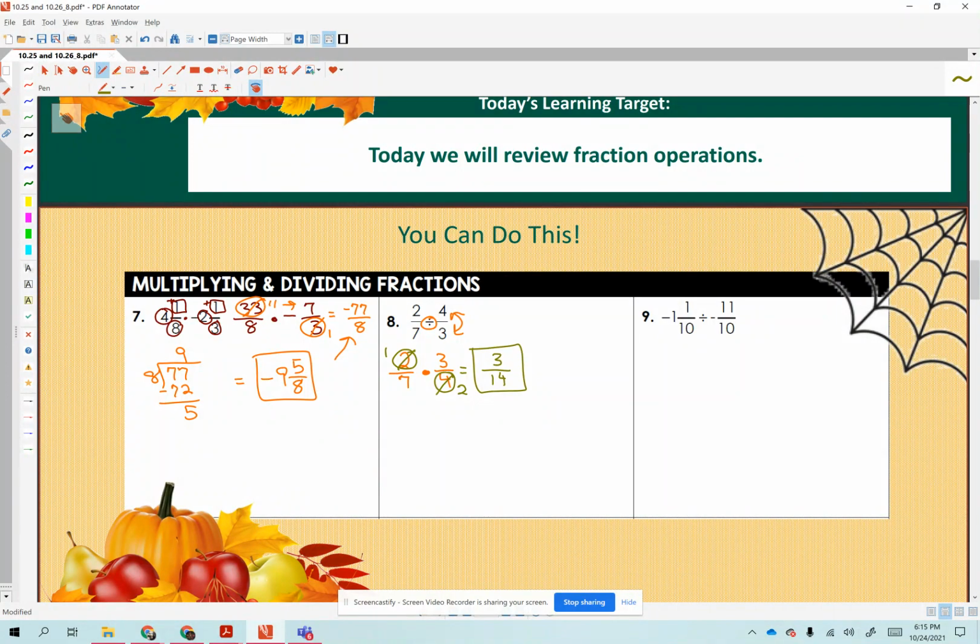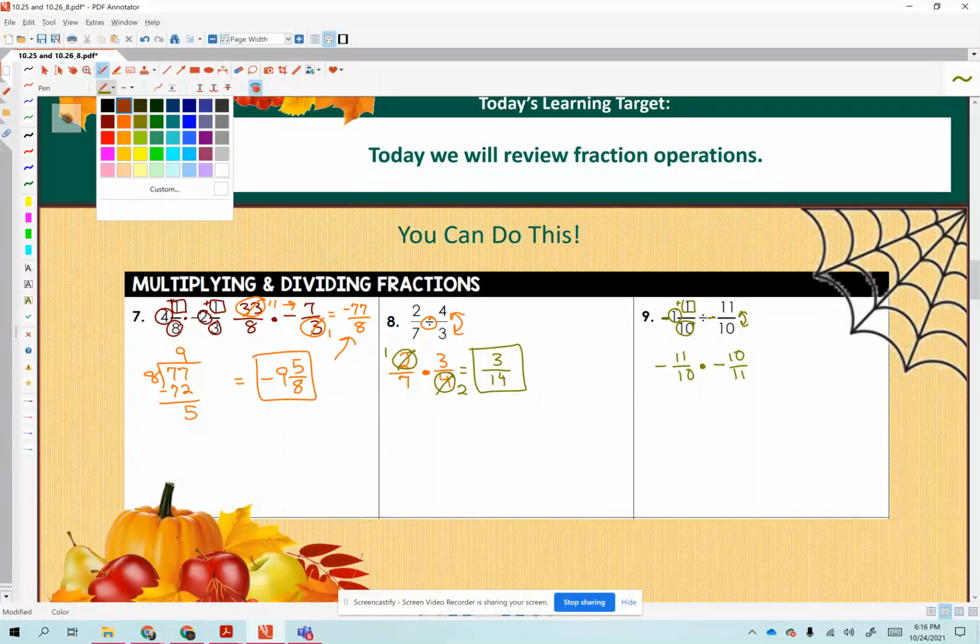So for number 9, I have a negative 1 1/10 divided by negative 11/10. Wait till you see what happens when we do this one. So first we're going to convert 1 1/10 to an improper fraction. So it would be negative 10 times 1 is 10, plus that numerator of 1 is 11/10. We'll change the division to multiplication, and we will invert the second fraction to 10/11.